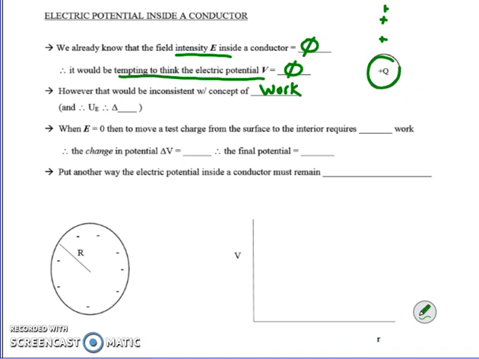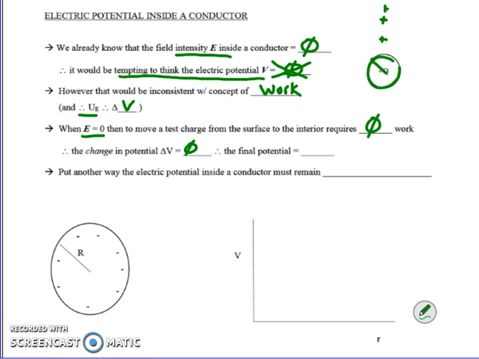The idea of electric potential is tied with work. So follow me. If it's inconsistent with that, then it will be inconsistent with the idea of potential energy and therefore difference in potential. So long story short, it's not going to be 0. So what is it going to be? Well, E is 0 by definition, so to move a test charge from the surface to the interior, if there's no E field, then there's no work done on it. There's no force that we have to overcome. And if there's no work, then the change in potential must be 0 as well.